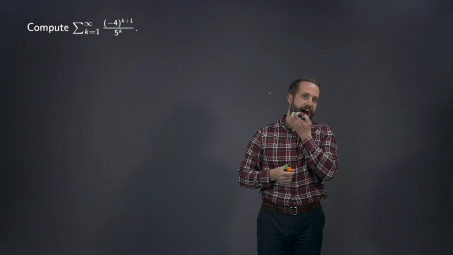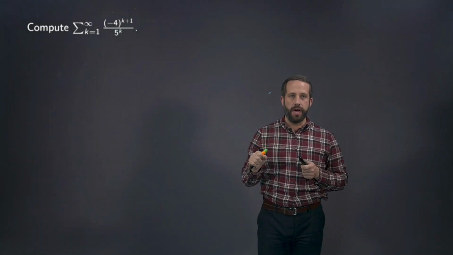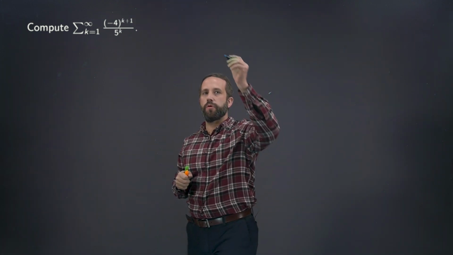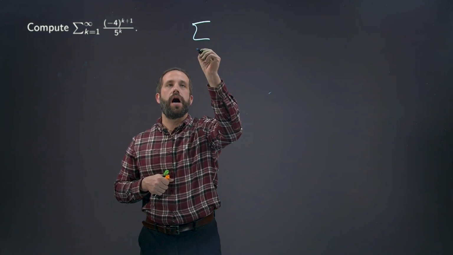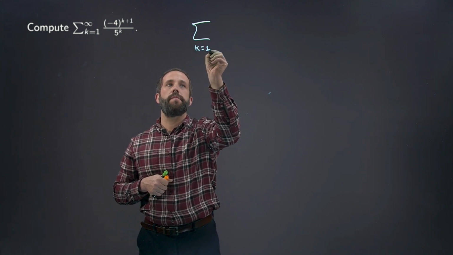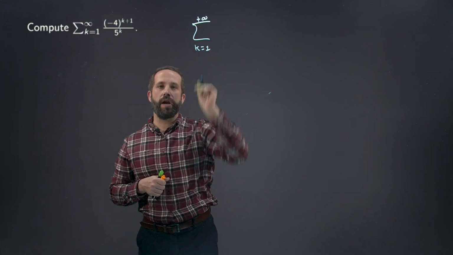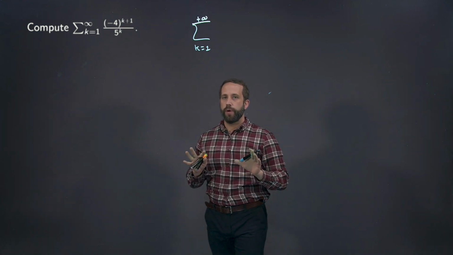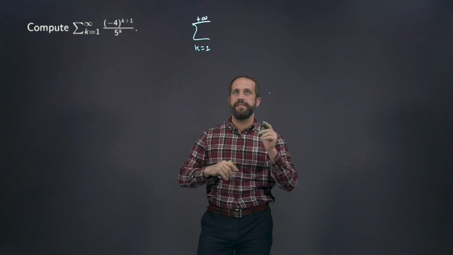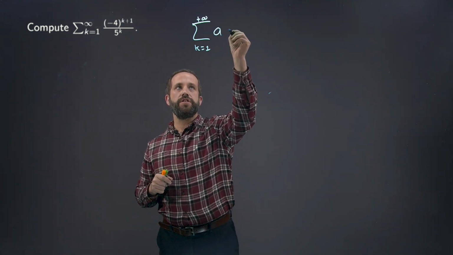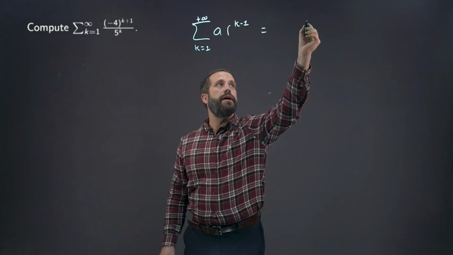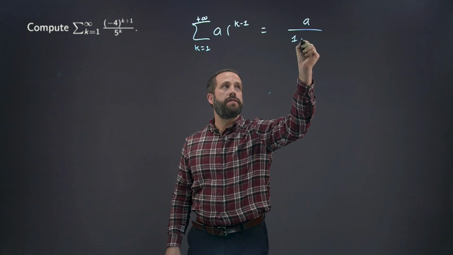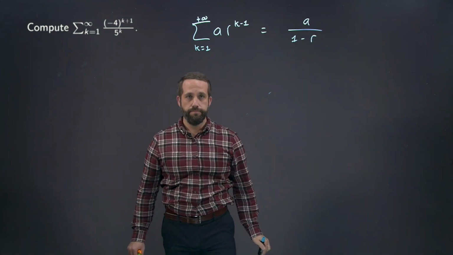Okay, so we have what looks to be a geometric series, and let me just remind you that when we're dealing with a geometric series, we've got the sum k equals 1. If we want to use geometric series facts, we have to take our series and put it into this standard form. So this is a times r to the power of k minus 1. This is equal to a over 1 minus r.